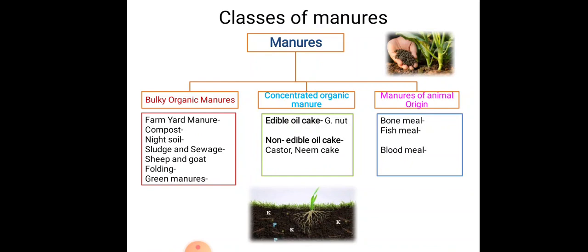The name itself indicates bulky organic manure: it is required in large quantity, and it is made from different materials. The source of raw material is not unique, it is diversified, because the raw material used for bulky organic manure is supplied from the cattle shed, from the farmyard, and from domestic waste. The sources of that material are various, and due to this the manure formed from these sources is called bulky organic manure.